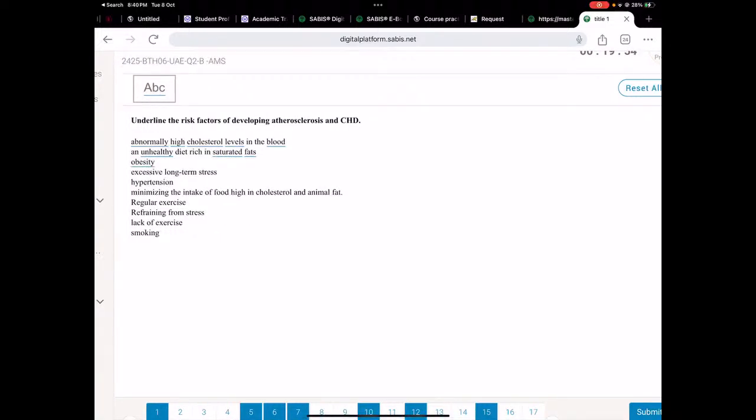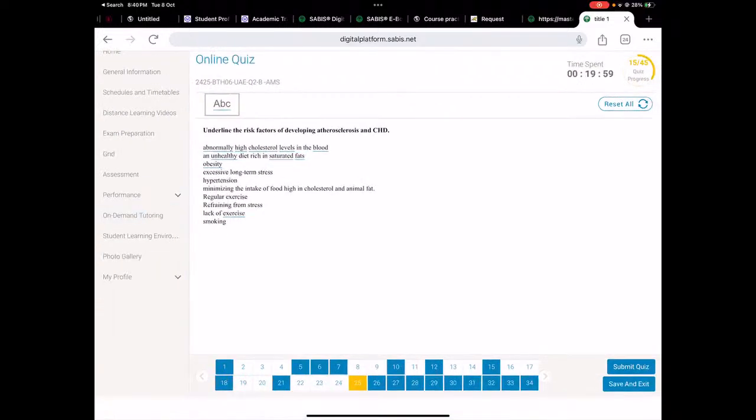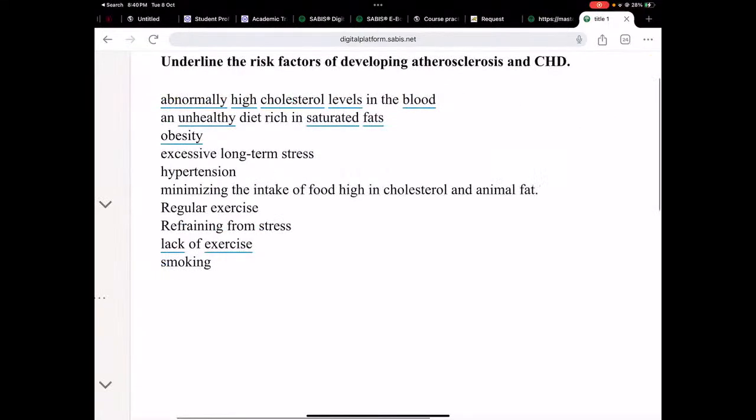Also, obesity. Also lack of exercise. Of course, hypertension, which is high blood pressure. And I also think excessive long-term stress, if anyone can confirm. And smoking. Smoking could also lead to atherosclerosis and CHD, and we talked about that in the respiratory system. So excessive long-term stress can also be right. Exactly, excessive long-term stress can work.